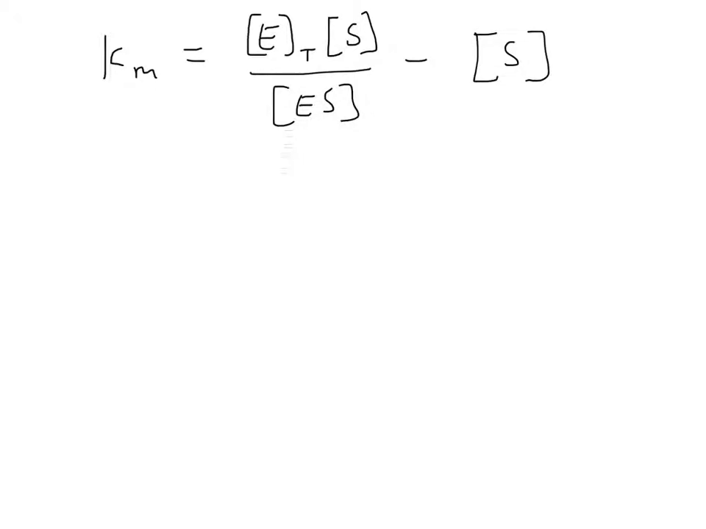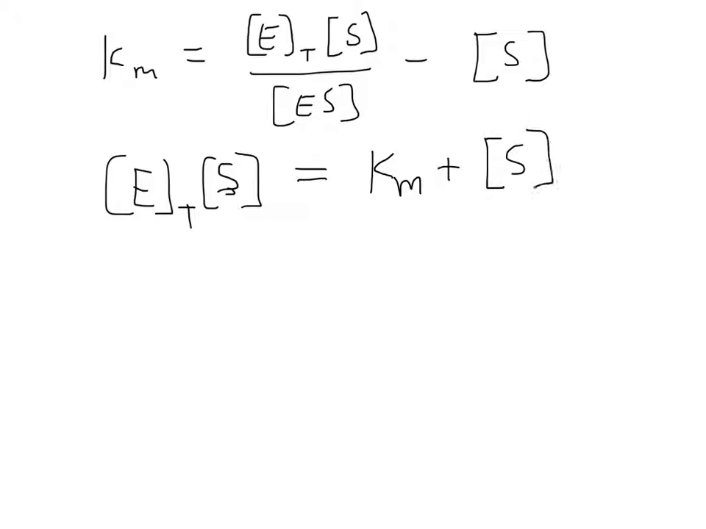Now I'm going to rearrange and solve for ES. So we can bring this substrate concentration over to the other side, and then I'm going to flip the order. So let's put ET times ES on this side, and that will equal Km plus the substrate concentration. And then what I have left over is this ES on the denominator here.